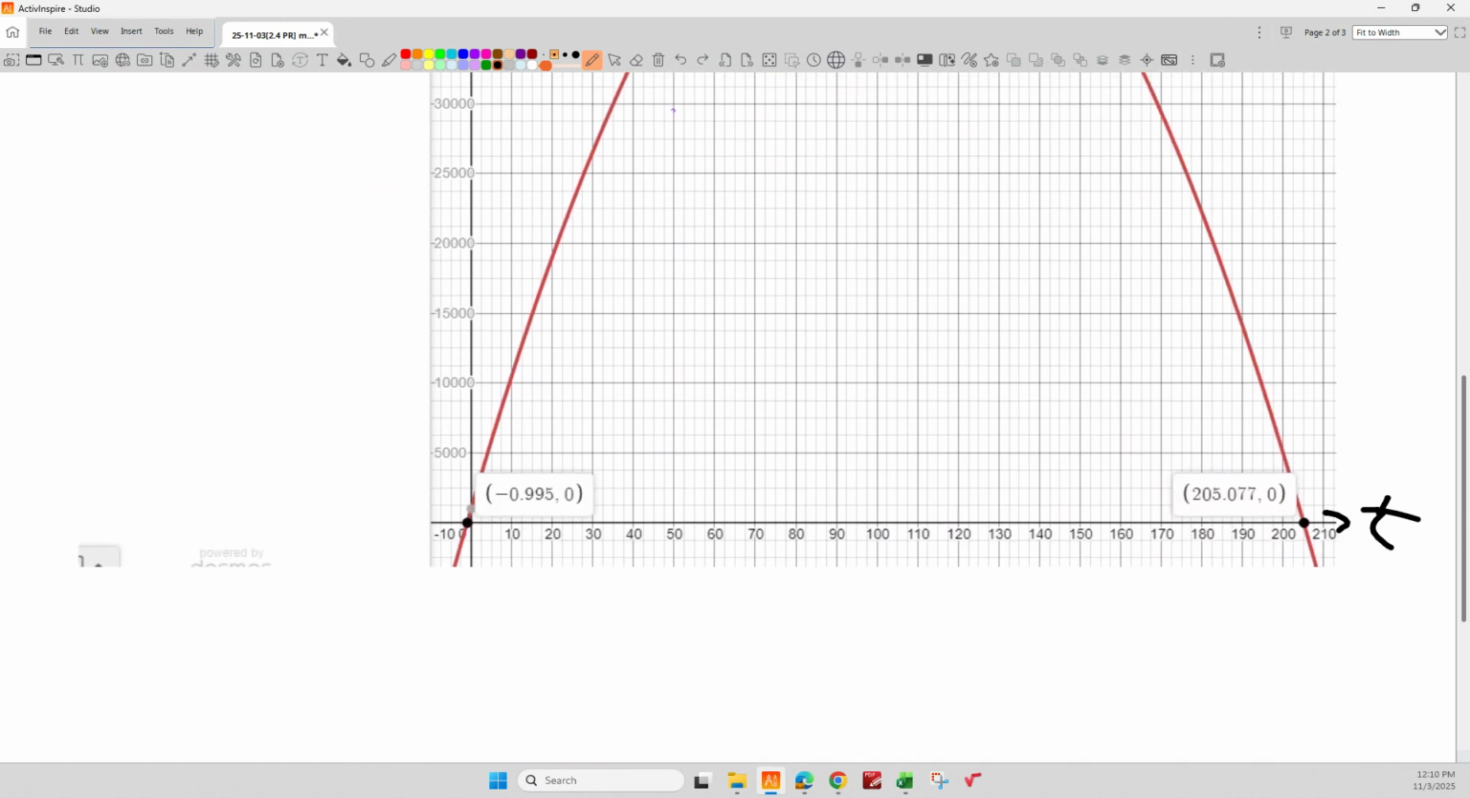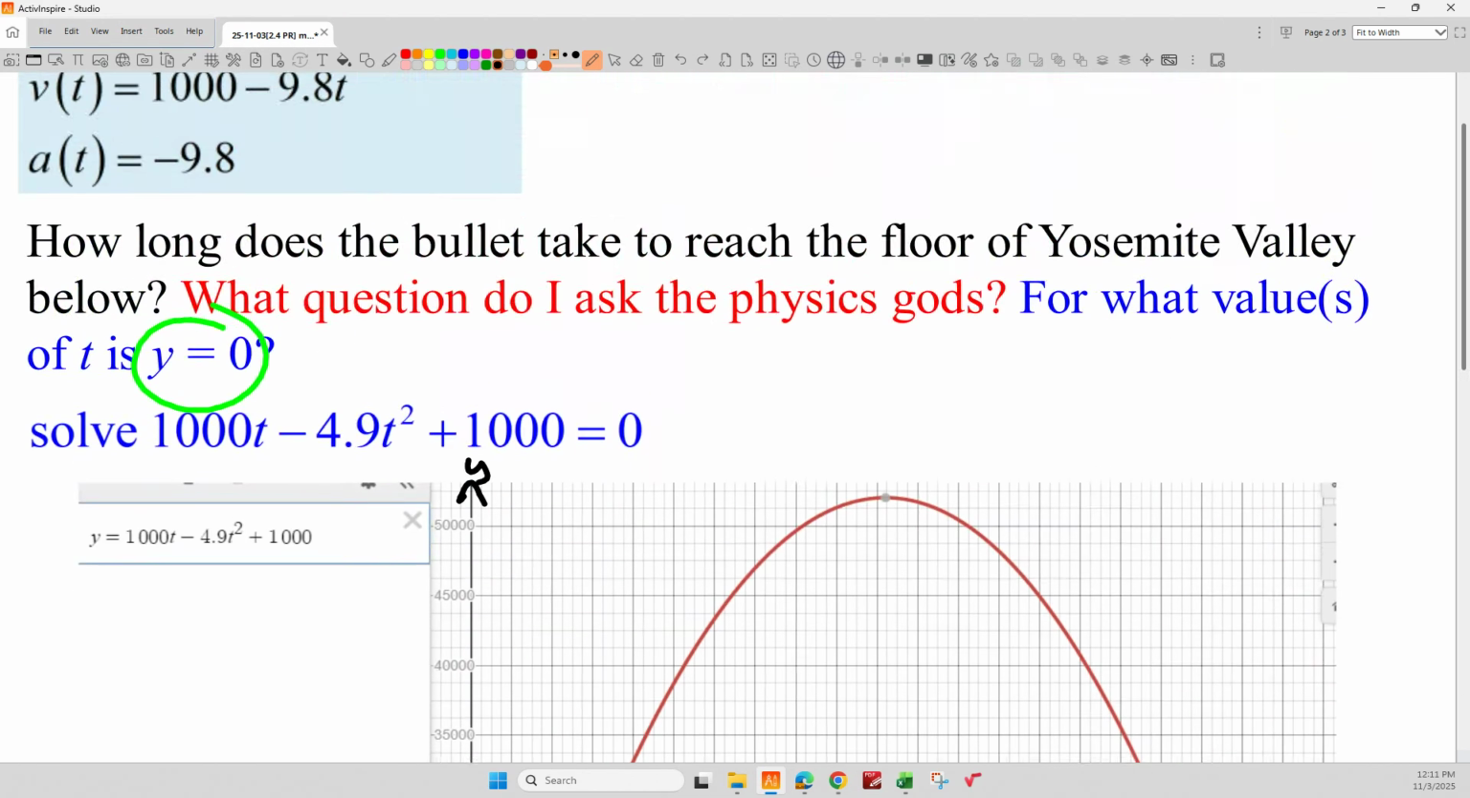And so if I look at this parabola, I get two solutions, actually. I get one that's negative 0.995 seconds and one that's 205.077 seconds. We'll just round to 3 places. So which one are we interested in, probably? This one right here. Okay, good. So this is the answer we're going to plug in.